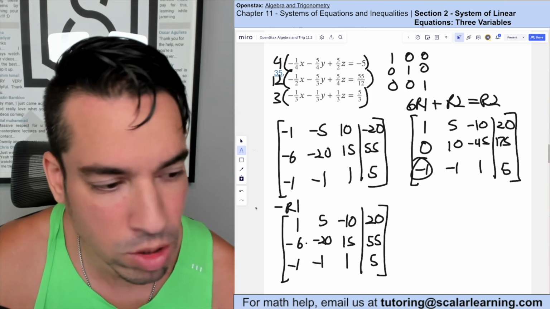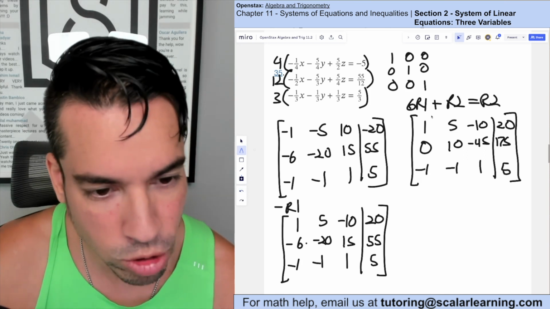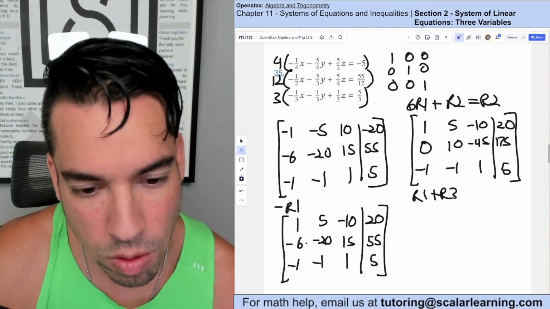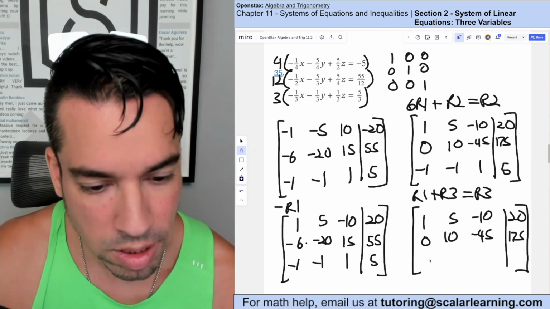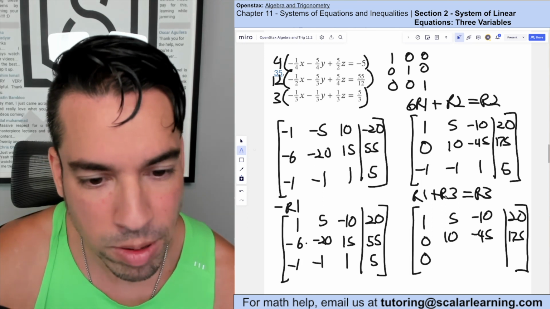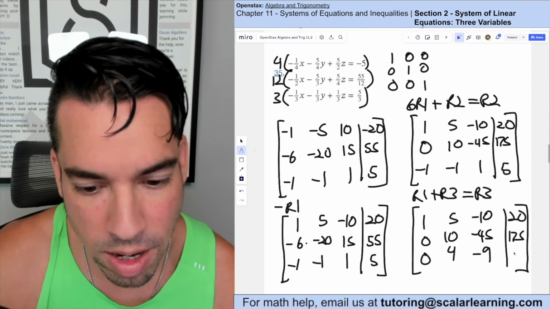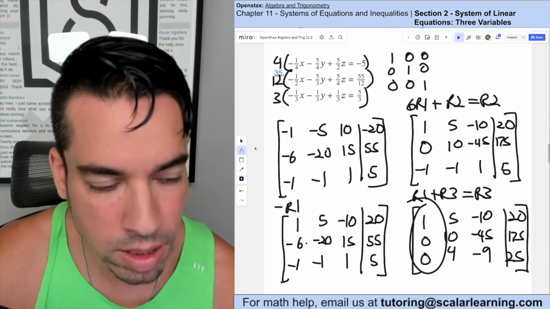Cool. All right, now let's flip this one. This one's a little bit more straightforward, right? I'm just going to add row 1 to row 3 to get a new row 3. So like so, and let's write it out. 1 plus negative 1 is 0. 5 plus negative 1 is 4. Negative 10 plus 1 is negative 9. 20 plus 5 is 25. All right, great. So we got this column done.